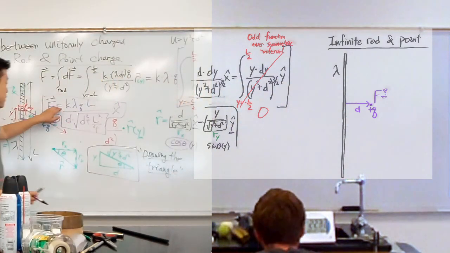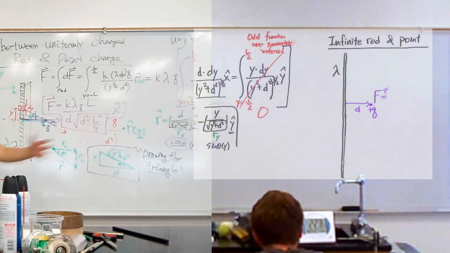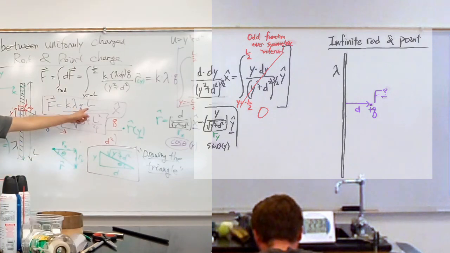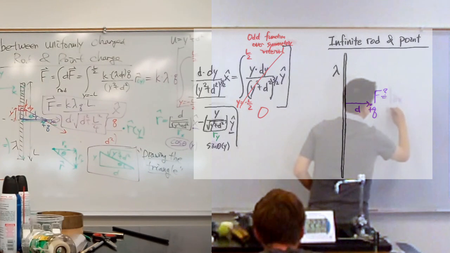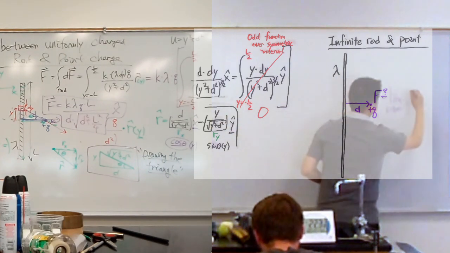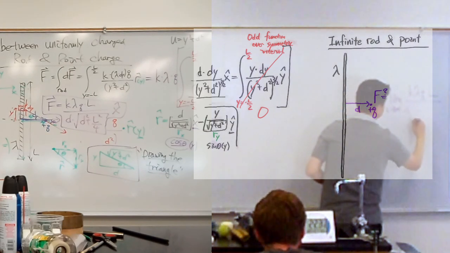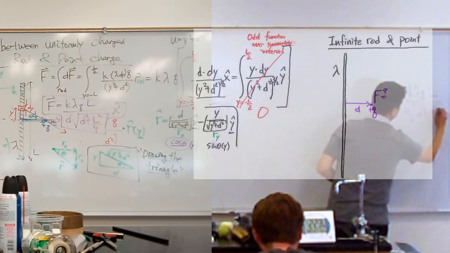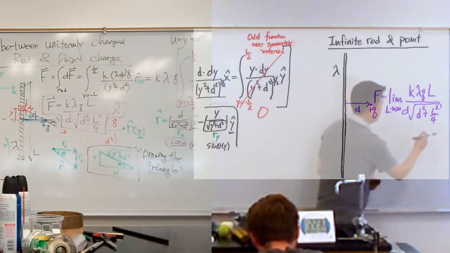Well, I take this expression, and what limit am I taking? I'm going to take one of the quantities and let it go to infinity. What am I letting go to infinity? Yeah, I'm taking the limit of L going to infinity of all of that expression: K lambda Q L over D square root of D squared plus L squared over 4. I don't know what to do with that, so let me ignore it for now. I think I know what to do with this part, so let me do that.